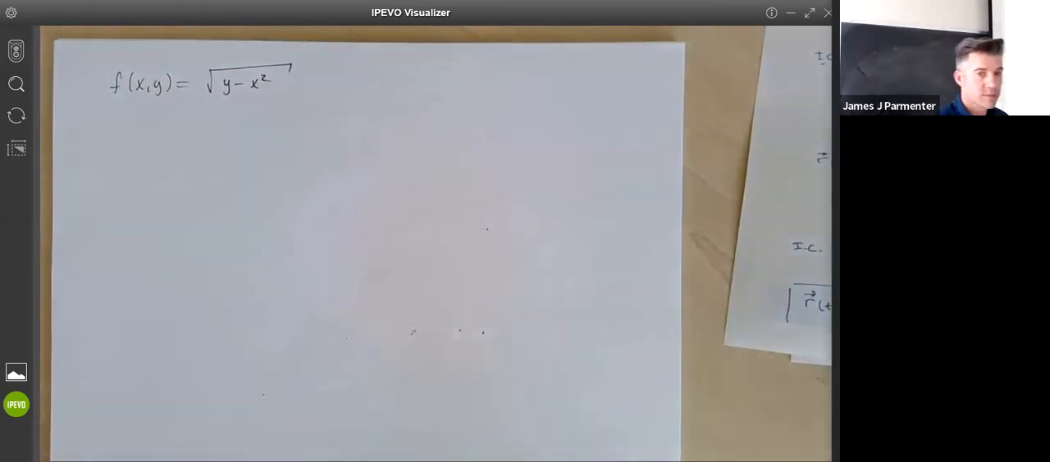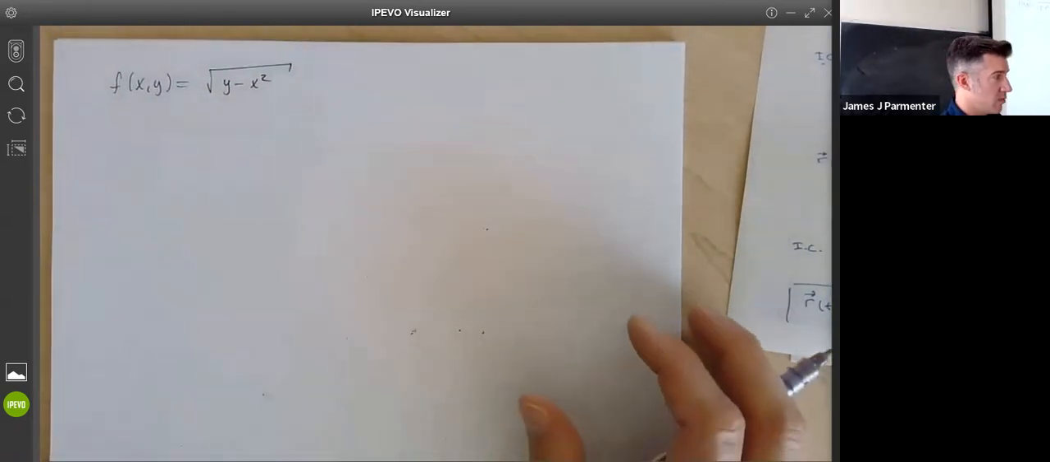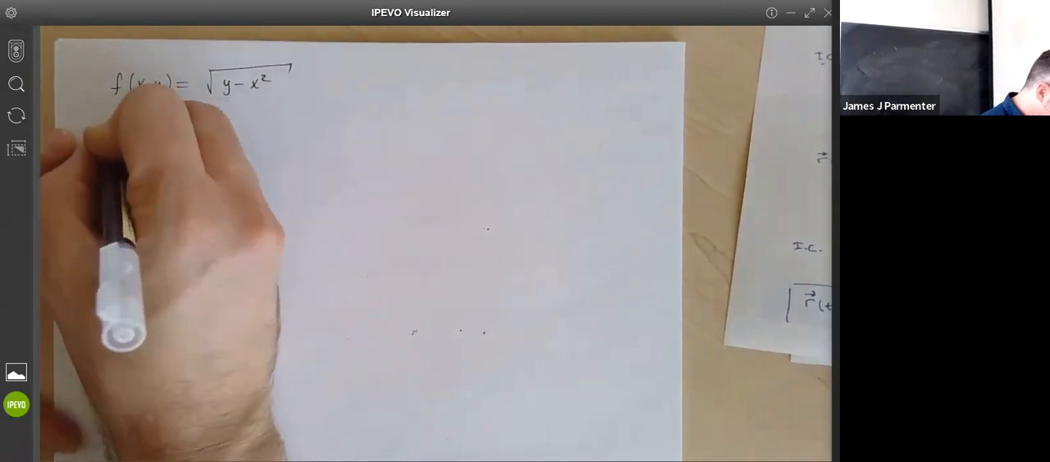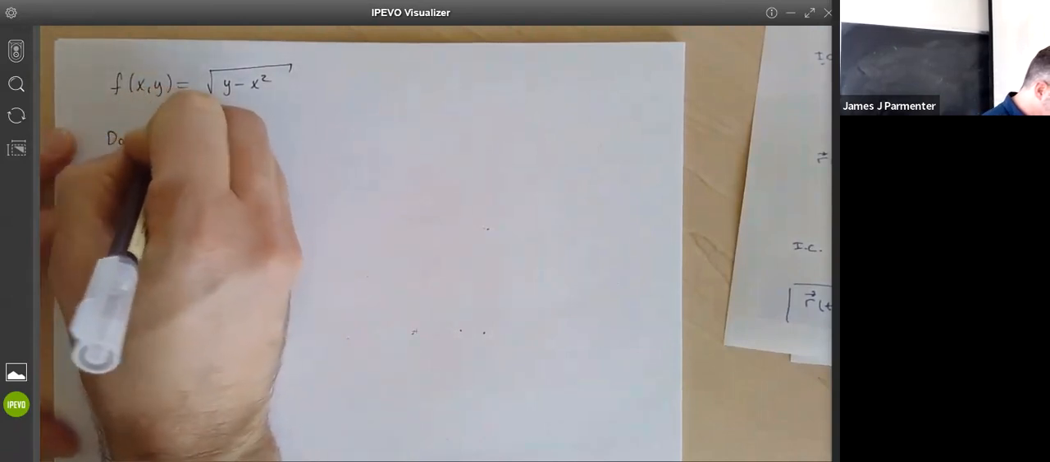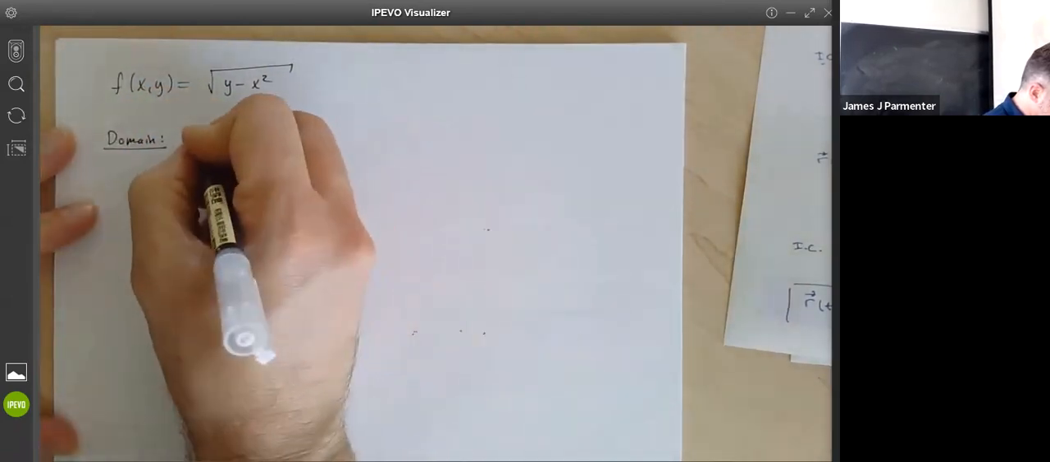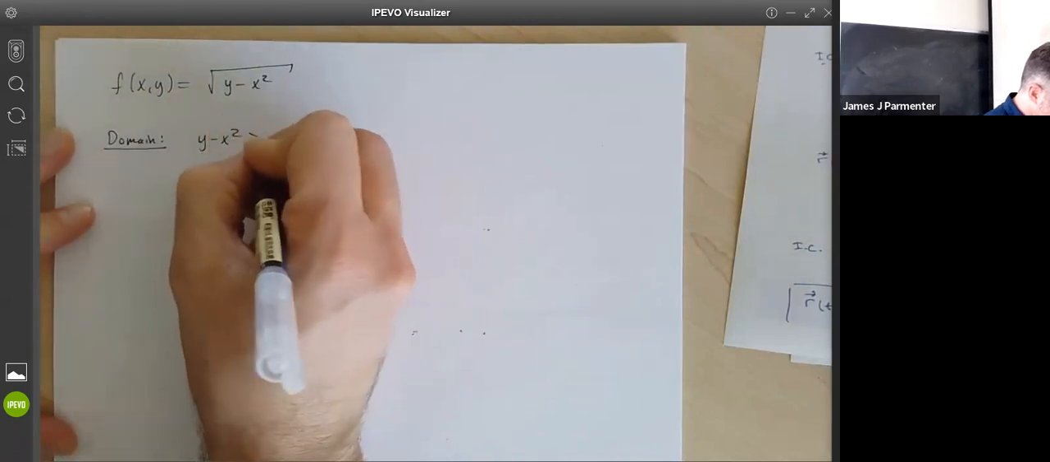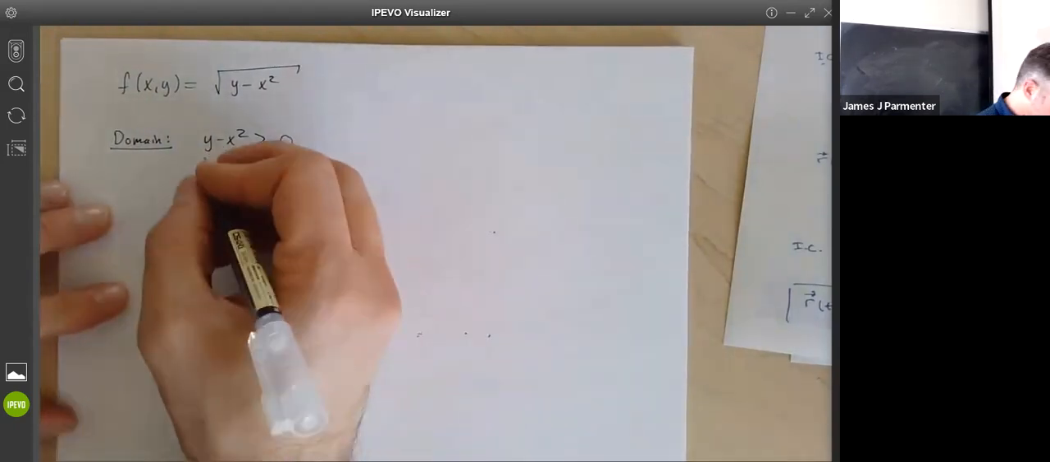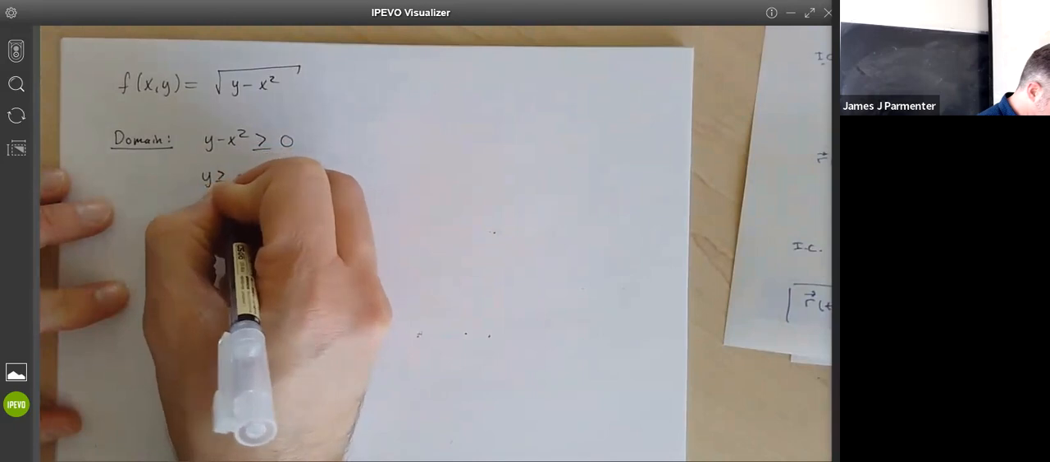So we definitely have a domain restriction, right? We have a square root. We know we can't take square roots of negative numbers. So for the domain, we're going to start off by saying the stuff inside the square root has to be greater than or equal to 0, which means y has to be greater than or equal to x squared.